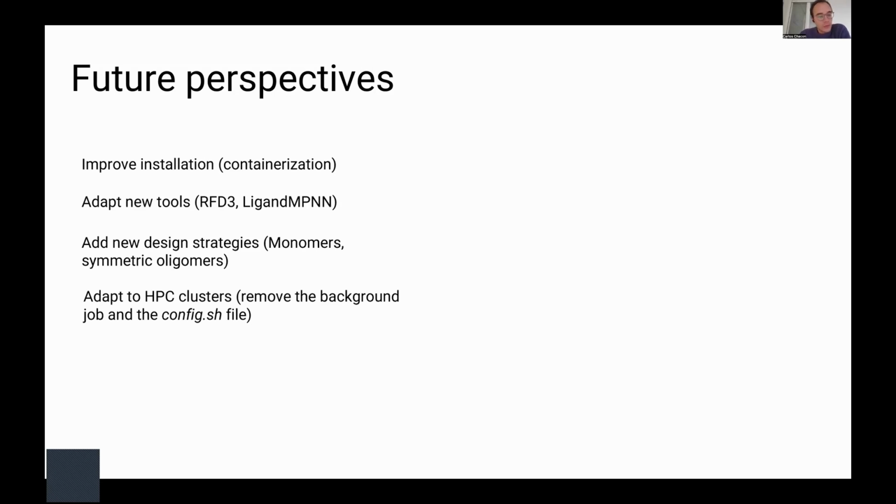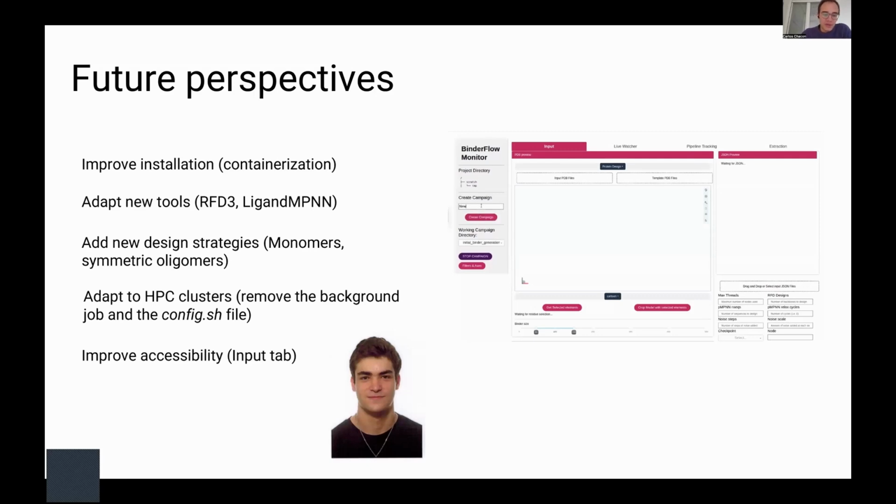We would like to improve the adaptation of the workflow to HPC clusters. Then we probably should remove the pipeline job and the config.sh file. And finally, we'd like to improve the accessibility.